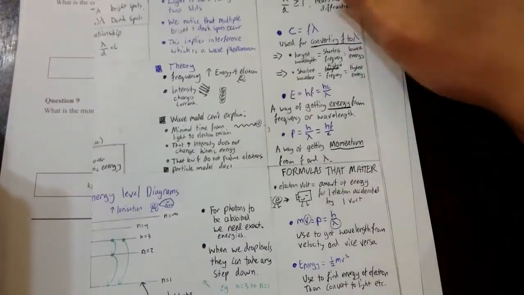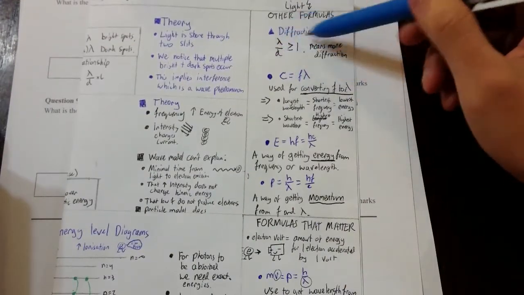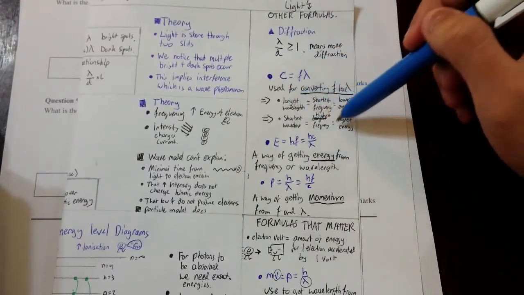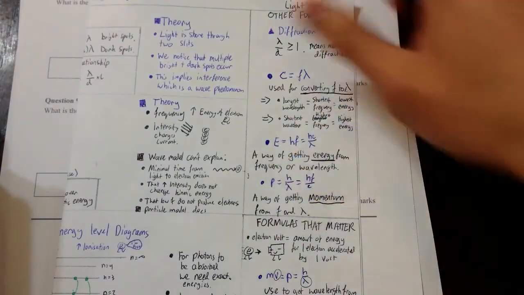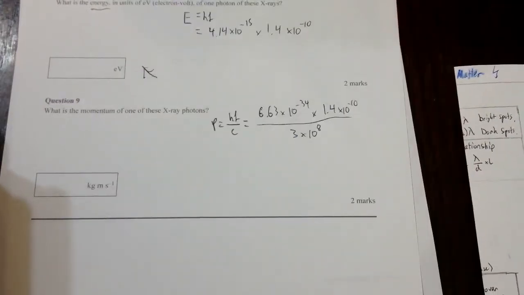So very easy, just 4 formulas for light. The fraction, the greater this ratio, the more diffracted it is. f and lambda is a way of converting frequency to wavelength and back. And we have an energy formula, and we have a momentum formula. So whenever you see energy, think energy formula. Momentum, momentum formula. Okay, great. So that covers light's formulas.